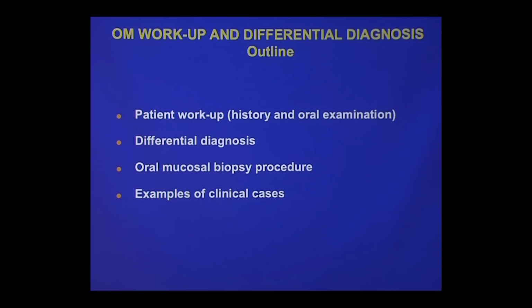And so I'm going to go over, let me show you my outline. I'm going to tell you how we work up a patient, how we come up with a differential diagnosis when we're in clinic, how we collect the history and how we examine the mouth, and how we come about the differential diagnosis, how we collect an oral mucosal biopsy, although not every single disease will require a biopsy to be diagnosed, and then I'll give you a couple of examples of clinical cases.